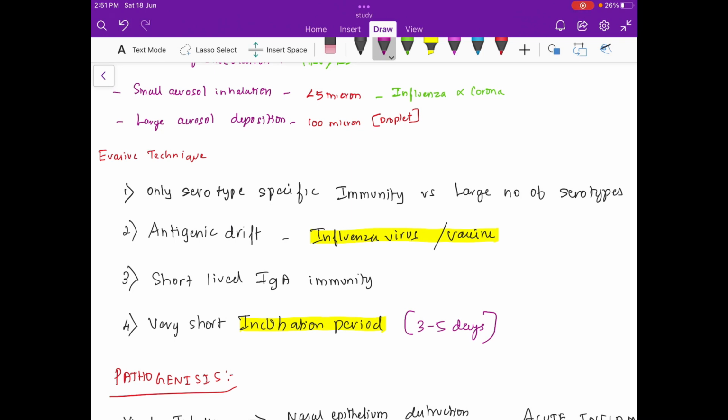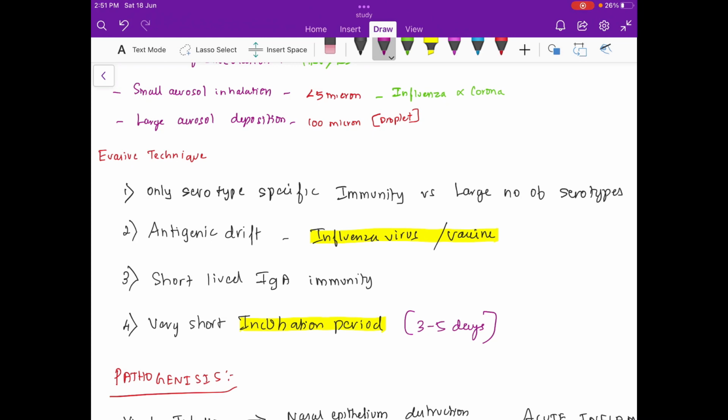And this is a point which is kept in mind by the World Health Organization while designing the influenza vaccine. Every year they design serotype-specific and type-specific vaccines, separate for both the northern and southern hemisphere, and it is circulated throughout the world so that each hemisphere gets protection against the virus which is in circulation at that time.